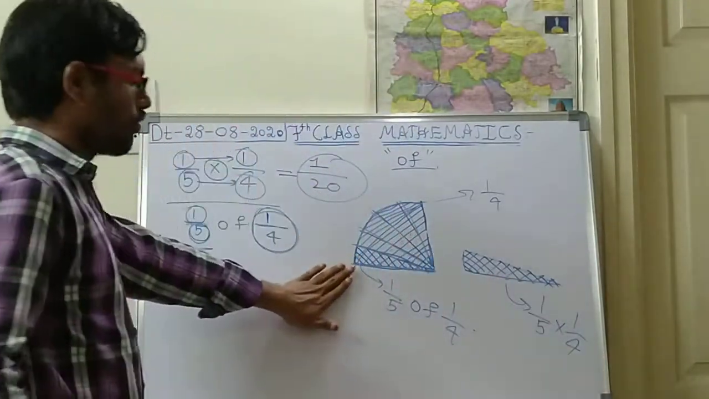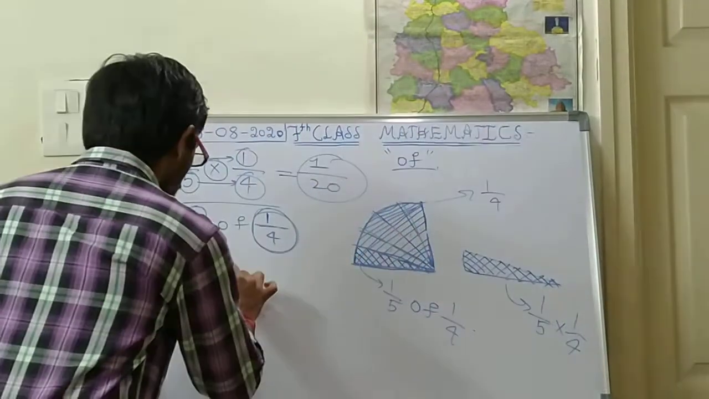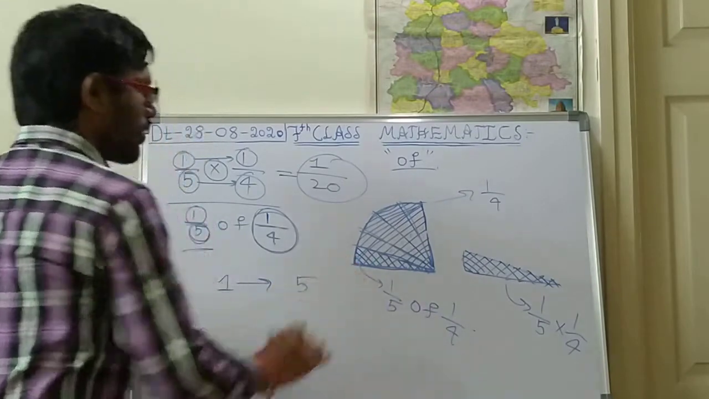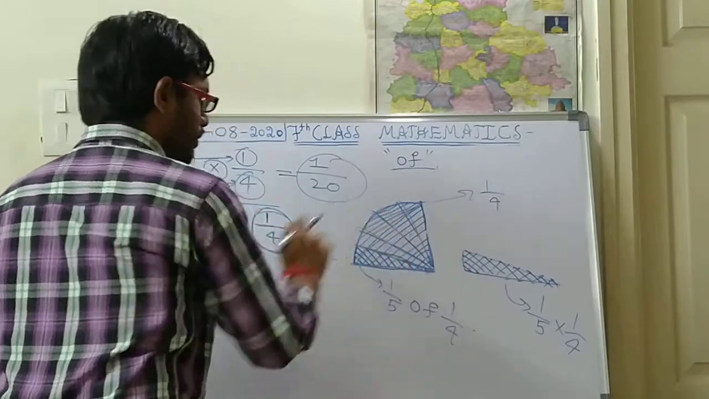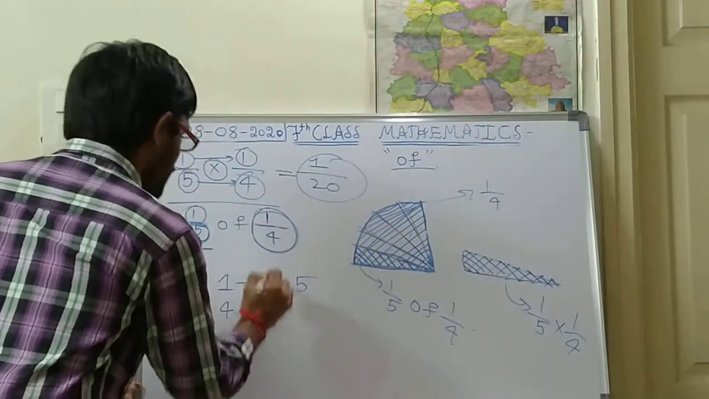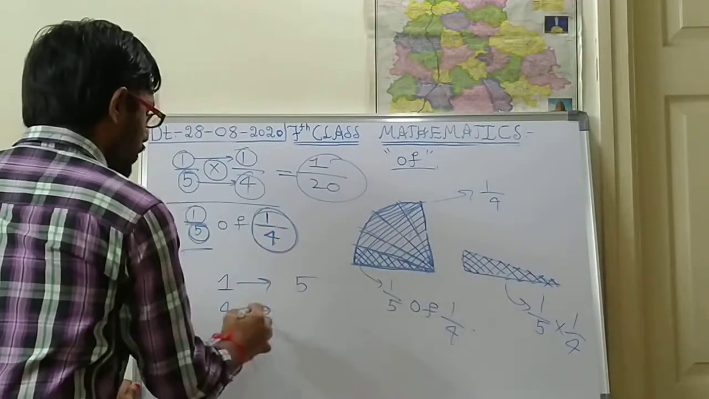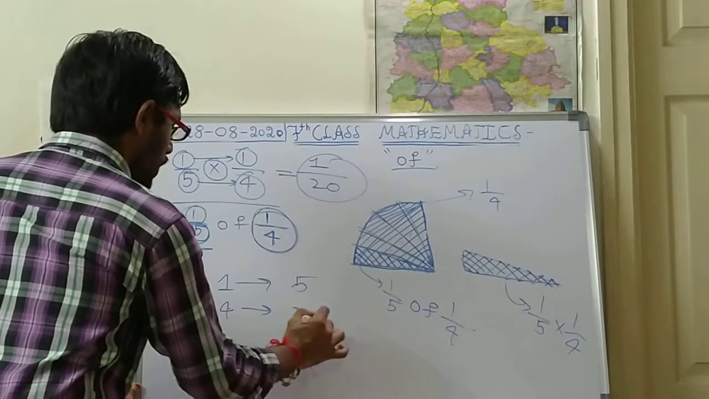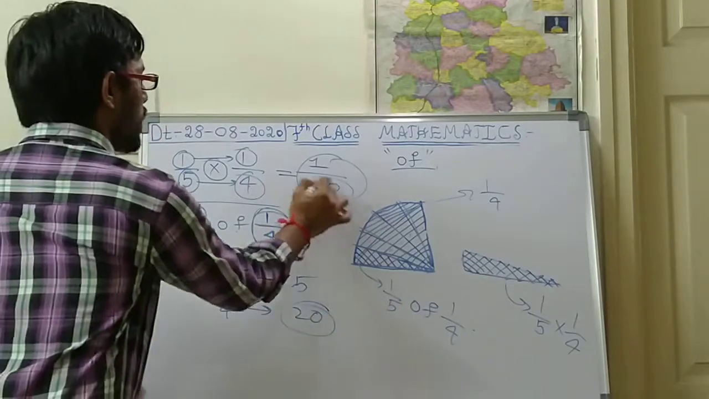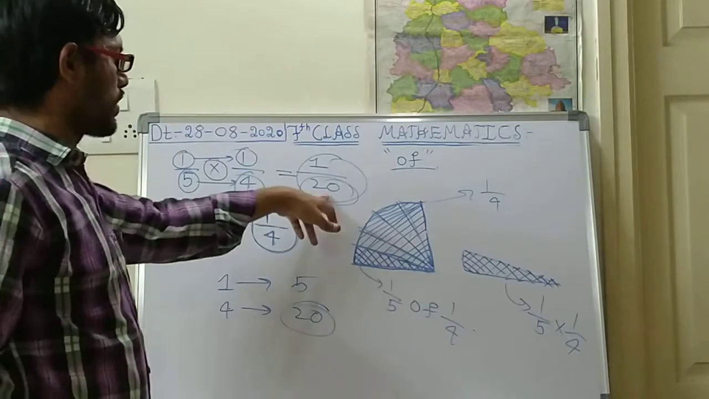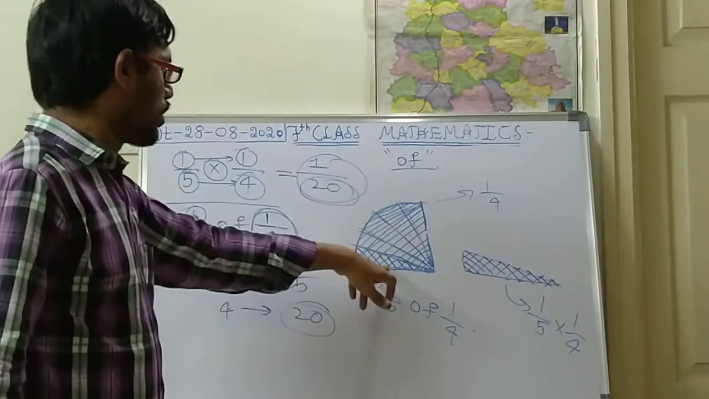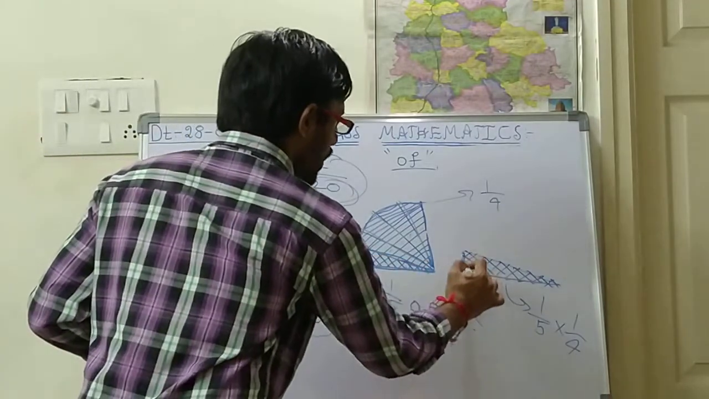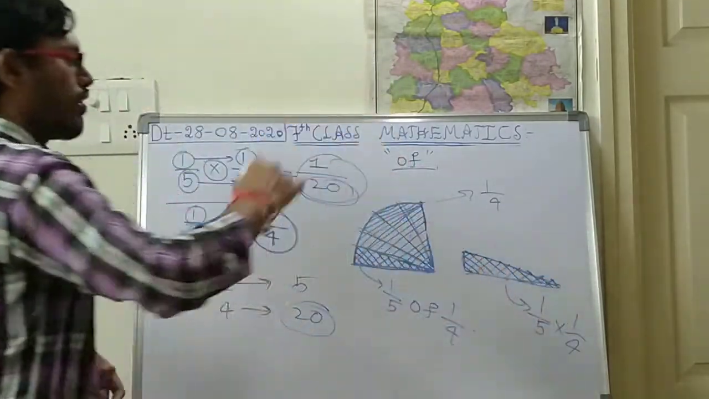I think up to now you are clear. In one part there are 5 subparts. Is it right? In this part only there are 5 subparts. So in these 4 parts how many will there be? 4 into 5 is 20. So 20 parts. That is the result. So in the 20 parts, how many have I shaded? Only one I have shaded.